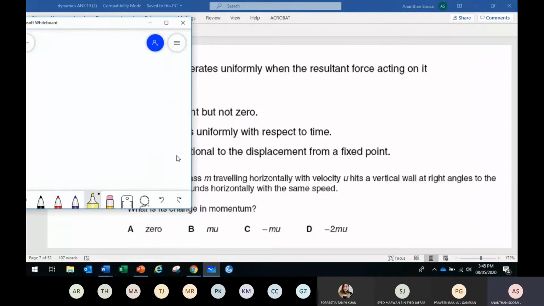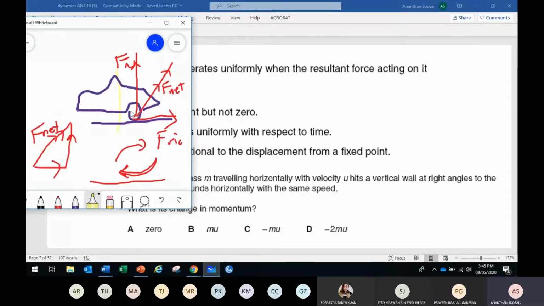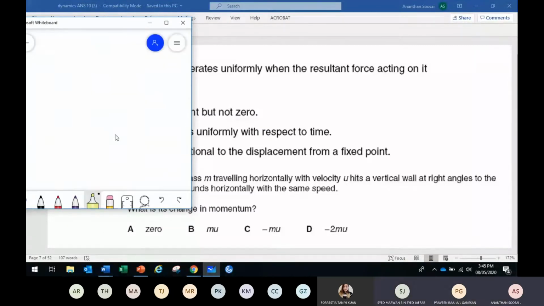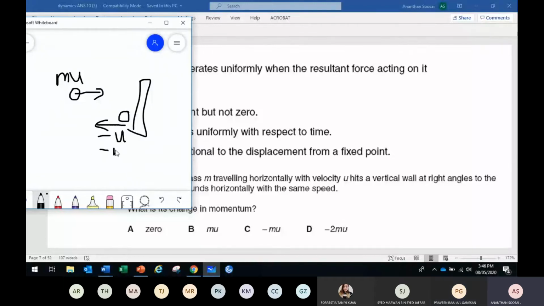Okay, so the wall is here. You have a wall, and an object is moving to the right with velocity u and mass m. Then after the collision, it bounces back with the same speed, not the same velocity. Of course, it cannot be the same velocity because the direction is changing. If to the right is u, then to the left must be negative u. So the momentum to the left is negative mu.